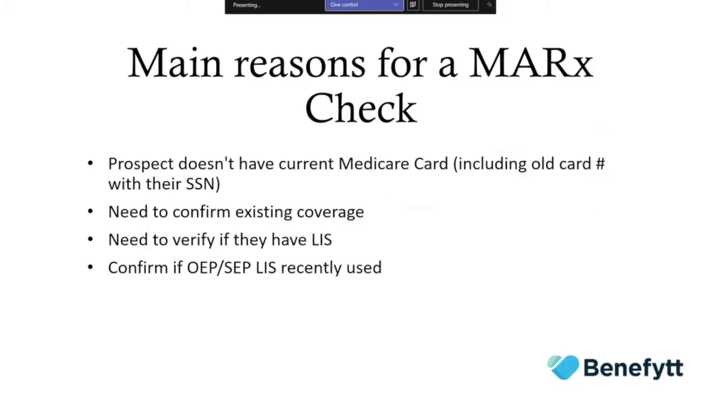Okay, so these are the main reasons for a MARx check. The prospect doesn't have a current Medicare card, including the old number that has their Social Security number on it. They would need to confirm existing coverage. They need to verify if they have low income subsidy, also known as LIS, or extra help. And they need to confirm if the open enrollment period or the SEP for LIS was recently used.